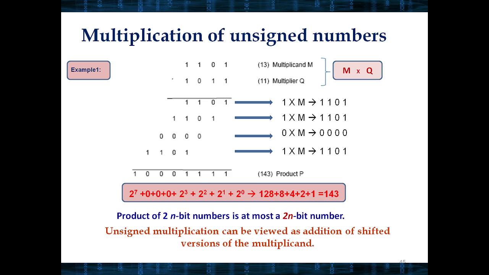Unsigned multiplication can be viewed as an addition of shifted versions of the multiplicand. So the product that we get can be viewed as an addition of shifted versions of the multiplicand.